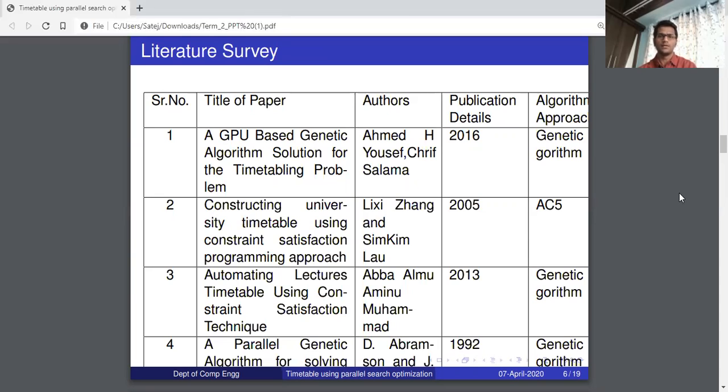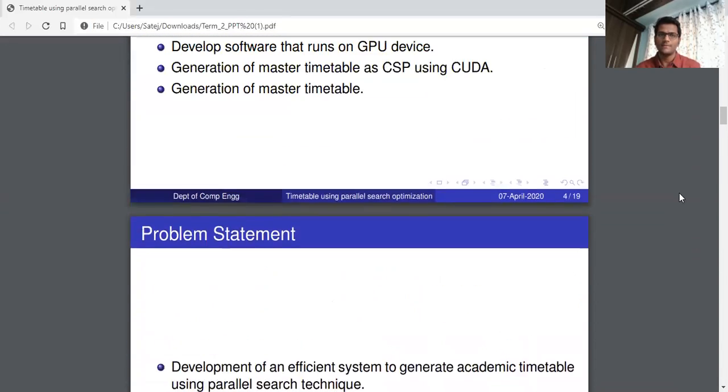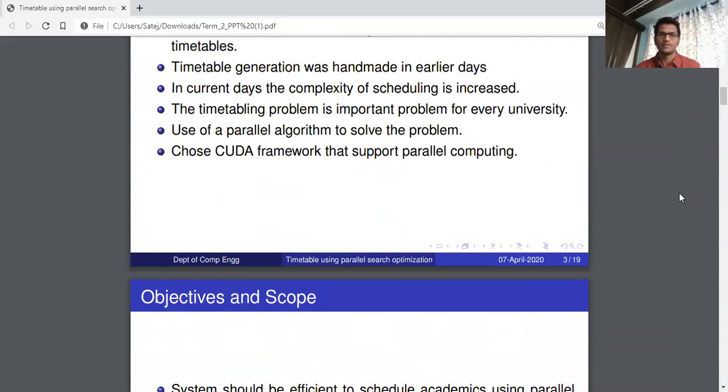And in the third paper, the constraints which we are going to use are mentioned, as in all these papers. In the first paper, we are using a genetic algorithmic approach. In the second, we are using the AC5 algorithmic approach. So, next slide.